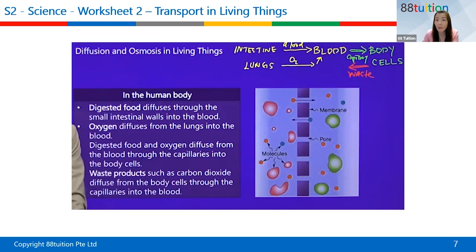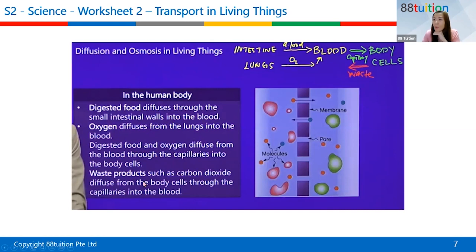Because we have digested food, a high concentration of it, let's say in our small intestine after digestion has taken place. Our human body gets hungry after we use up the food, right? So there is a lower concentration of these food molecules in our blood. That's why there is diffusion of the digested food molecules from the intestine through the walls of the intestine into the blood.